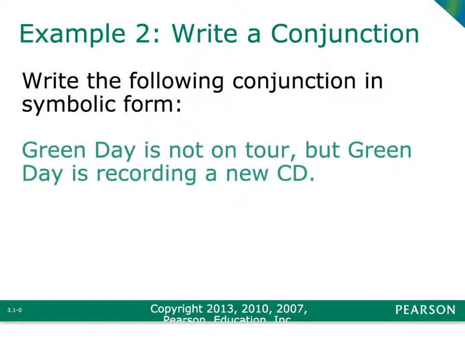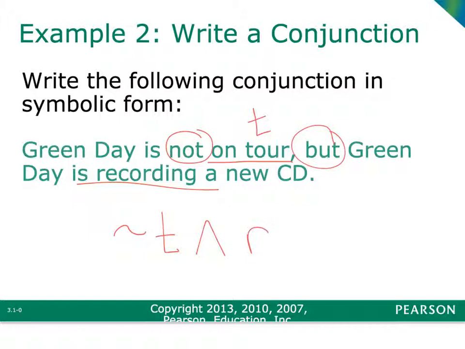For example, Green Day is not on tour, but Green Day is recording a new CD. You would come up with a letter to represent Green Day being on tour. Let's say the fact that they're on tour is letter T. We want the fact that Green Day is not on tour, so you would use the not symbol and then the letter T. But is another way of saying and, so you would use the upside down V. Green Day is recording a new CD, so maybe recording is the letter R. So not T and R.